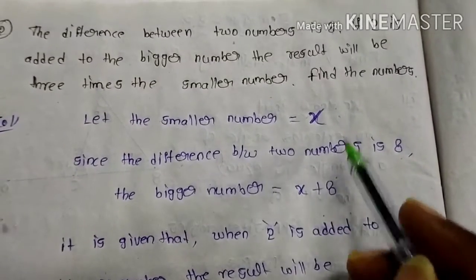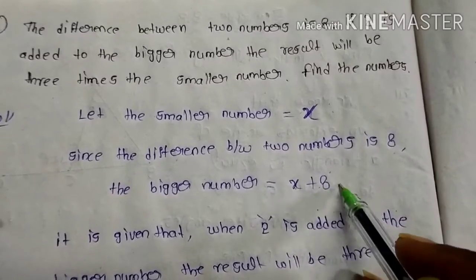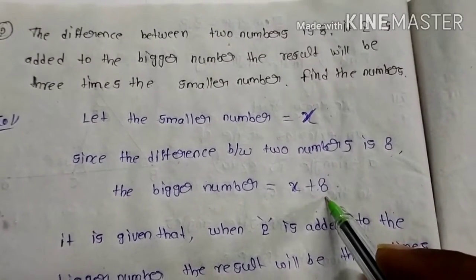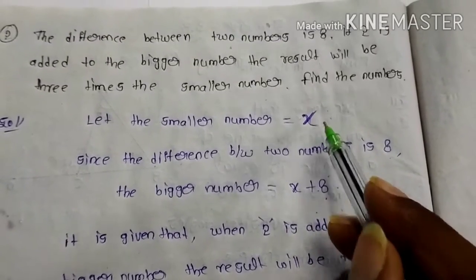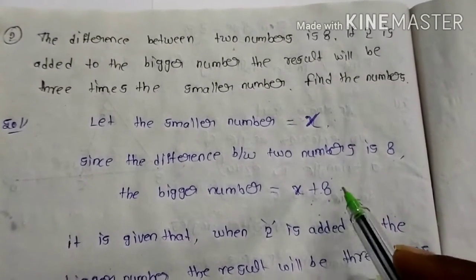Just you can find the difference. See, x plus 8 minus x cancels. You will get the difference is 8, or not? Yes. So that purpose only I am writing here: smaller number is x, biggest number is x plus 8.